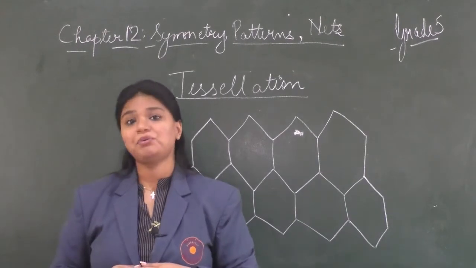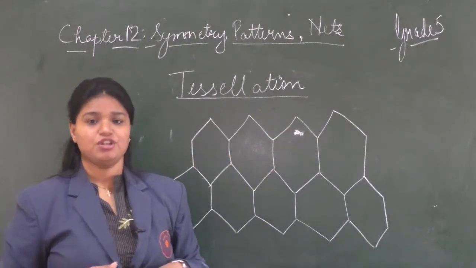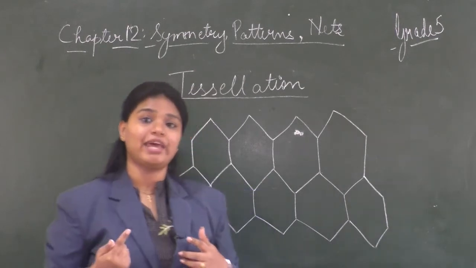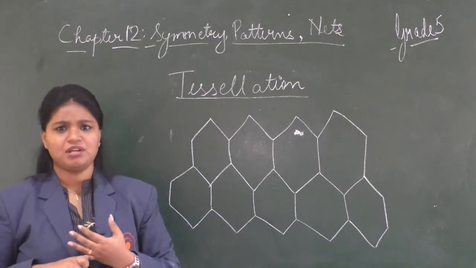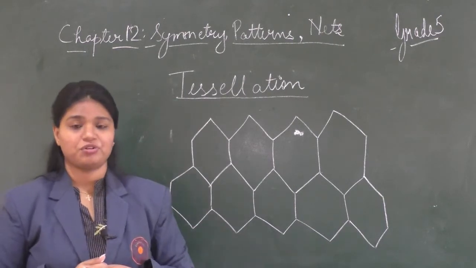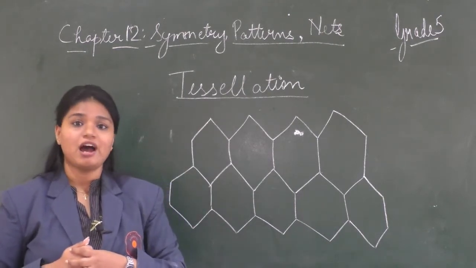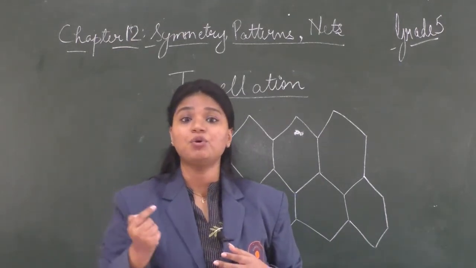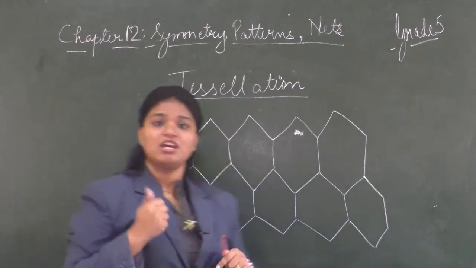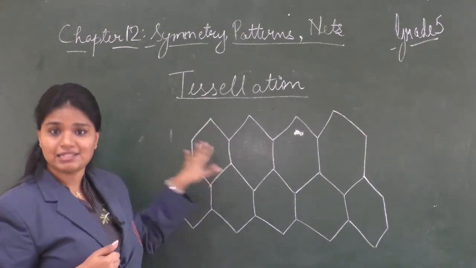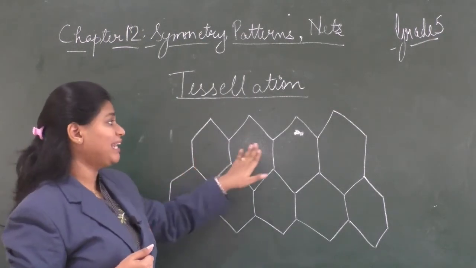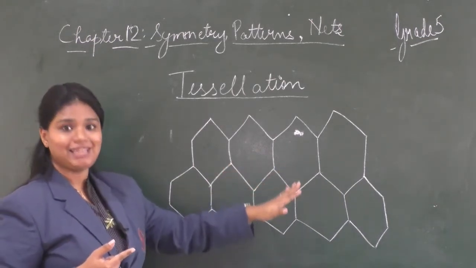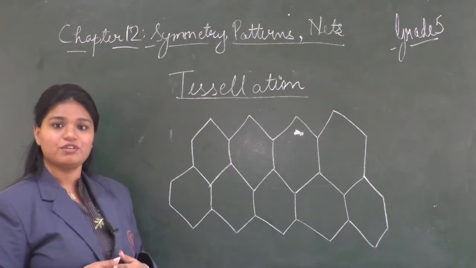Now, let us learn about the term tessellation. What is tessellation? When shapes are repeated over and over again without a gap. Now notice the tiles on the floor. Did you notice? They are same shapes which are repeated over and over again, but there are no gaps between them. Yes, here also I have a hexagon, right? Now there are many hexagons which have been repeated again and again without any gap. So here a tessellation is formed.